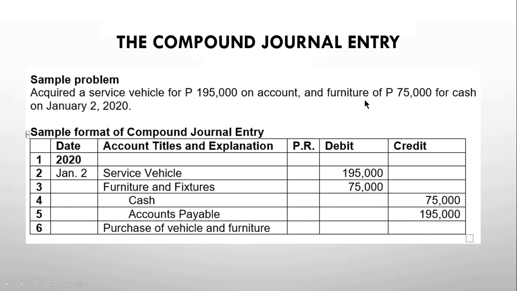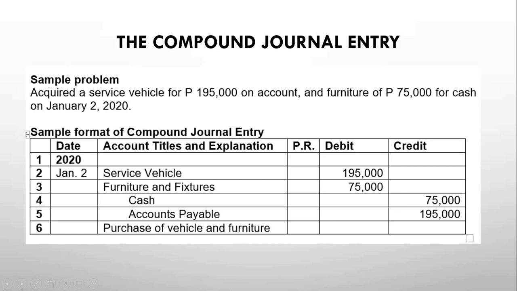Now, another asset has been purchased, no, the furniture, for 75,000 cash. So, naka-receive siya ng furniture and fixtures, kasi bumili siya ng furniture and fixture. Okay? So, debit, asset, 75,000. Dahil binayaran niya for cash, lumiit yung cash niya, kasi nga ginamit niya to pay the purchased furniture. So, that's credit cash for 75,000.